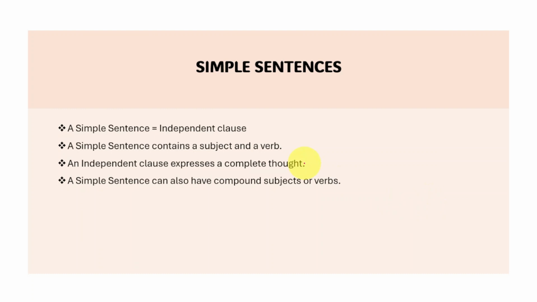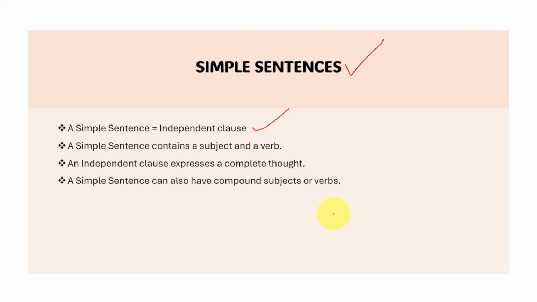Now, when you look at an independent clause, you're going to see a simple sentence. A simple sentence equals an independent clause. A simple sentence has a subject and a verb. It expresses a complete thought, which means that it has a subject, verb, and object. A simple sentence can also have a compound subject or verb.